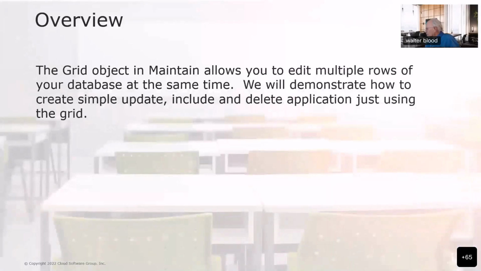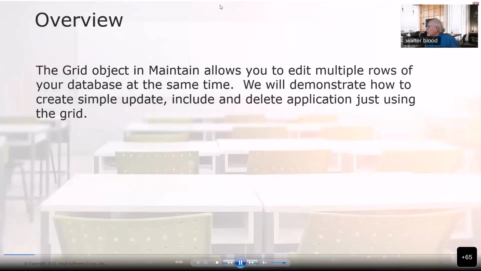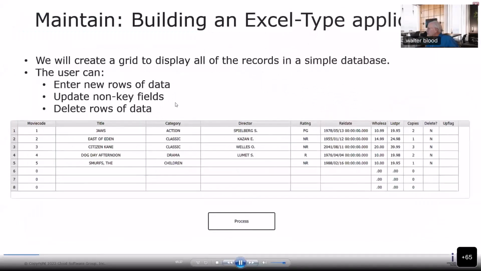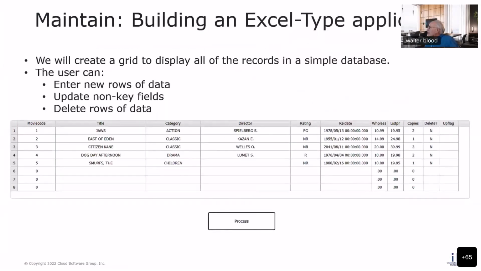In Maintain, we have an object called the grid. The grid is what we're going to use because it will allow you to display multiple rows of your database and let the users update those fields and add new records. Our finished application will look like this. We have all the fields from a slightly modified movies file, which I'll explain in a minute. We have all of the fields from movie code to copies, but then we also have two other columns, a delete flag and an update flag. I'll explain how to build those in a couple minutes.